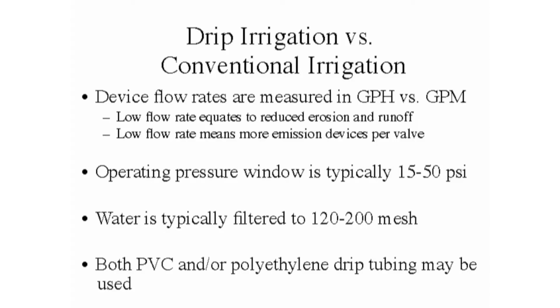Now, when we think about drip irrigation versus conventional, our flow rates change. So when we're doing regular sprinklers, we're measuring that in gallons per minute. So if I had this jug and I put a nozzle on it, in 1 minute, gallon per minute, I'd fill up the whole gallon jug. With drip, we're talking about gallons per hour. So I got my jug, and you'd be sitting here watching me for the next hour because it's dripping.